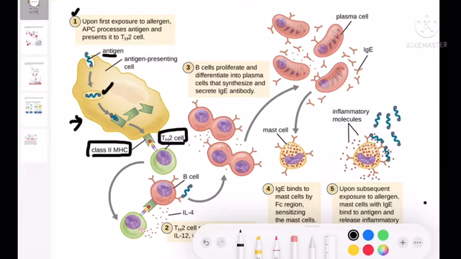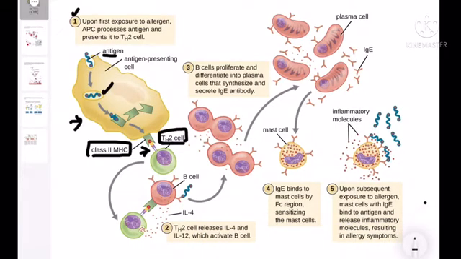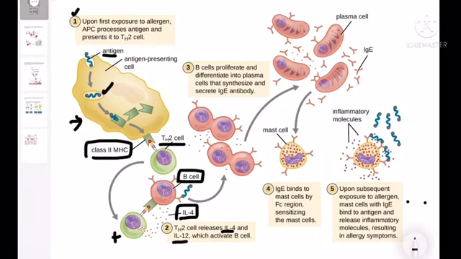Antigen. Activation of the T helper cell. Then there will be release of different sorts of interleukins like interleukin 4 and interleukin 12 by the T helper cells. These interleukins cause activation and differentiation of the B cell. Now the B cells will proliferate. You can see in the third point, there will be B cell proliferation and differentiation into plasma cells.